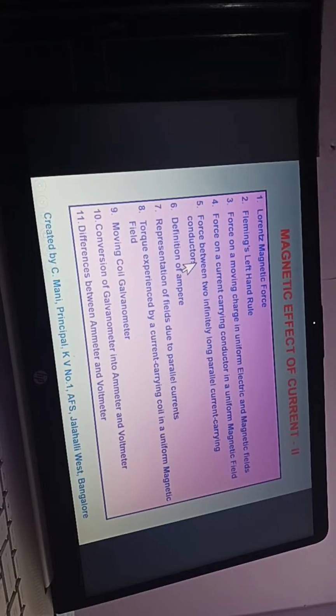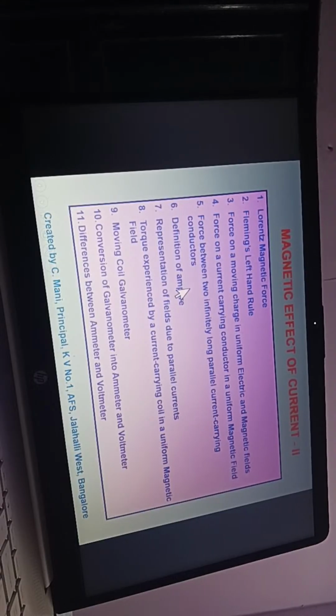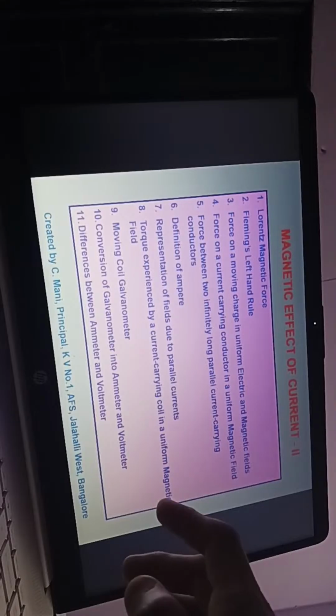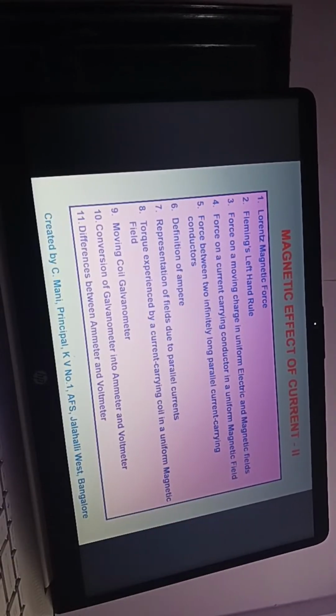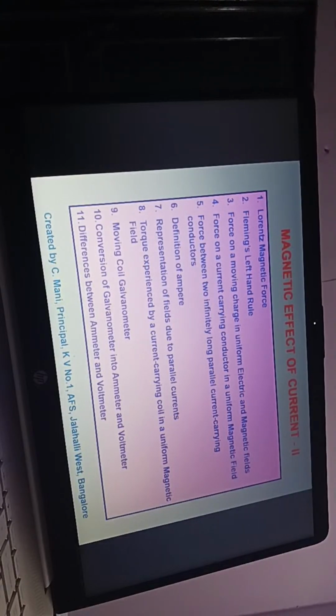What is the formula for the force between two infinitely long parallel current carrying conductors? One second, sir. I think I remember, sir. Force per unit length is equal to mu naught I1 I2 by 2 pi r.